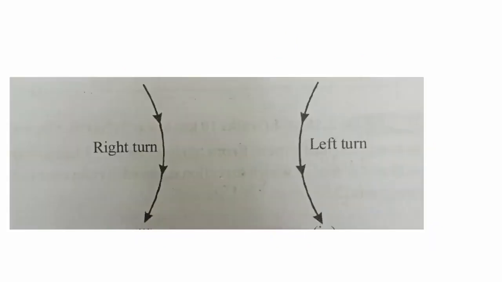Next is the concept of turn. If you are making a left turn, whatever direction you are facing, you will be rotating in anti-clockwise direction. And if it is a right turn, whatever direction you may be facing, you will be rotating in the clockwise direction. If the angle is not specified, then a turn means always 90 degrees.